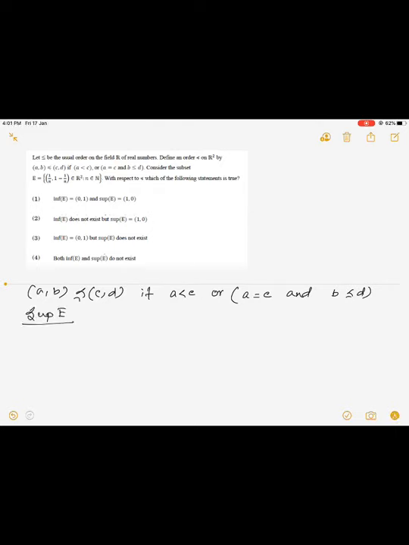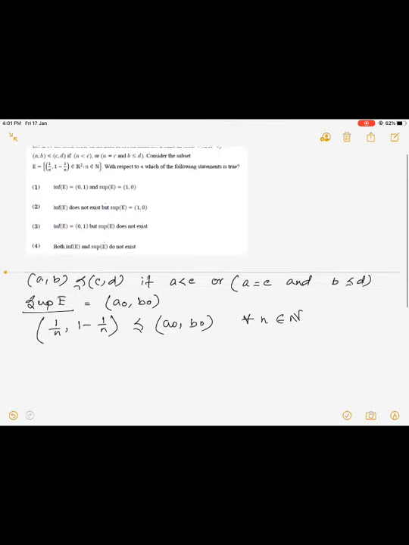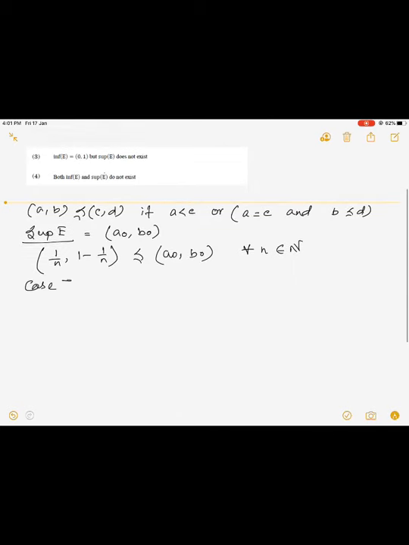Now let us first find the supremum of E. Let the supremum of E be (A0, B0). Then (1/n, 1 minus 1/n) is pre-curly equals to (A0, B0) for all n belonging to the natural numbers. We consider two cases. Case 1, when n is strictly greater than 1. Then 1/n is strictly less than 1.